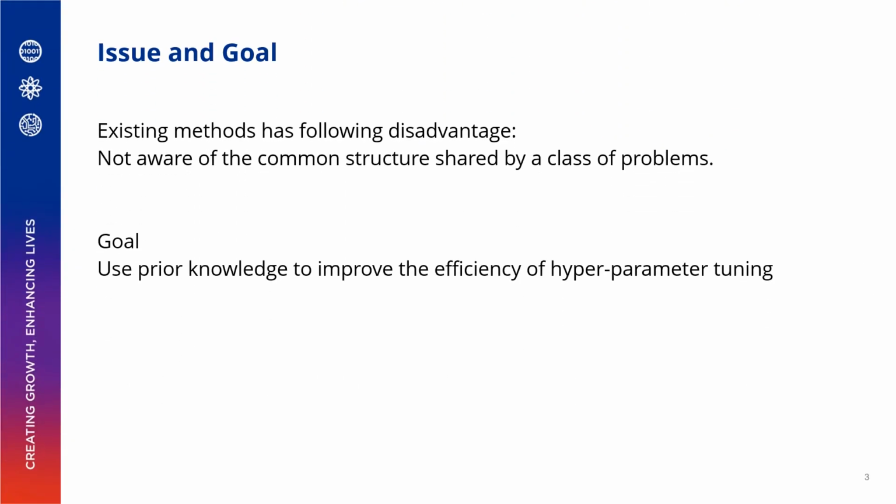There are a lot of methods for relaxation parameter tuning. Most of them are not aware of the common structure shared by a class of problems. For example, all TSP problems share common structures. The knowledge in some TSP problems could be exploited to find optimal relaxation parameter in other TSP problems. Our goal is to use prior knowledge to improve the efficiency of hyperparameter tuning or relaxation parameter tuning.